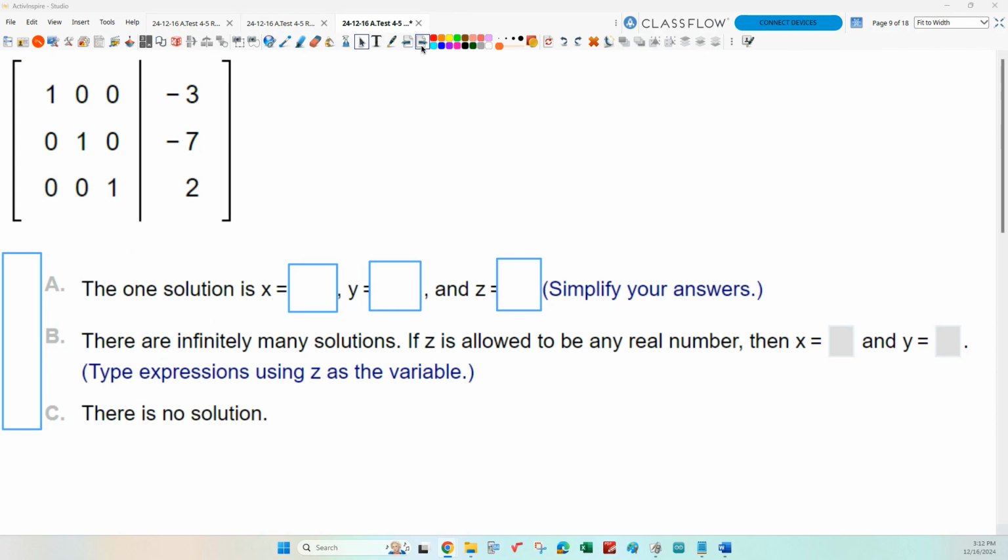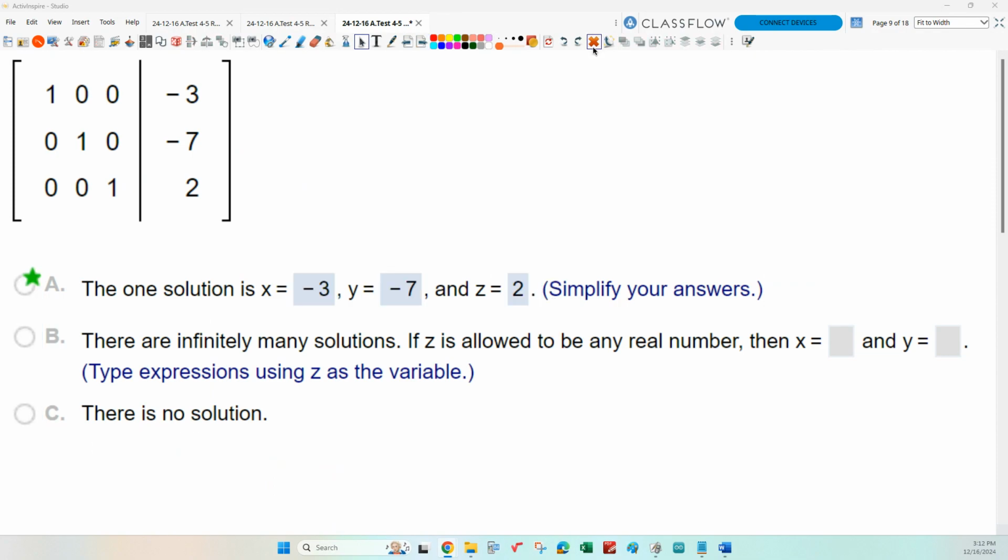What about this guy? What if you use the matrix calculator and this is the result that you get? How do you interpret this? Is it one solution, infinitely many solutions, or no solution, first of all? One solution. What's your x value? Negative 3. Y value? Negative 7. Z value? 2. Oh, man, you got this.